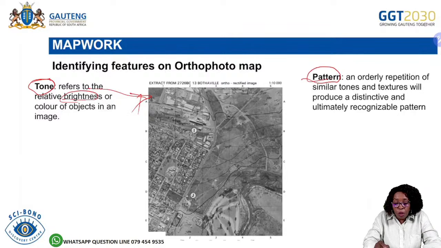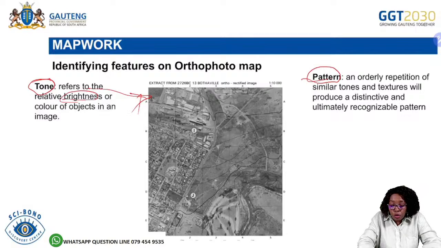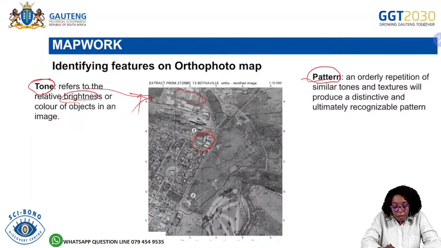And when we look at the features of the orthophoto, we can also identify the pattern. An orderly repetition of similar tones and textures will produce a distinctive and ultimately recognizable pattern. So if you look, for example, at this section, you can recognize a pattern here, that these are buildings. Even in other sections of the map, when you look at these blocks, that's a pattern. It shows you the street pattern in this particular area.